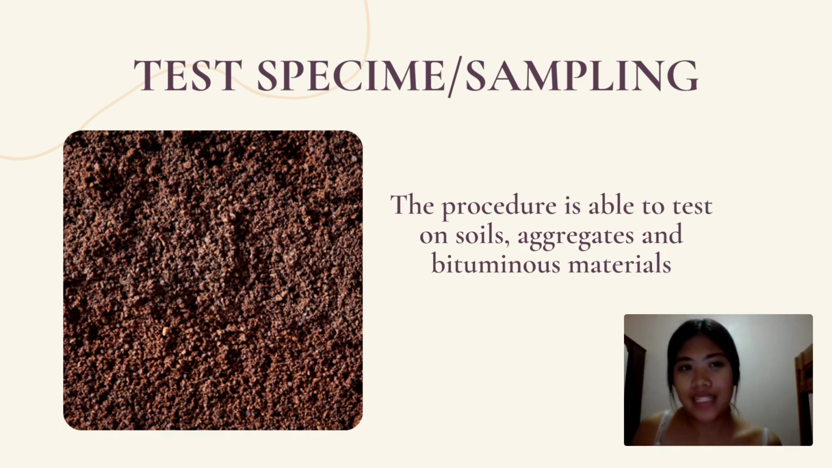For test specimen and sampling, the procedure is able to test soils, aggregates, and bituminous materials. The sample should be taken from a region directly under the gauge when sampling for water content correction or oversized particle correction. While utilizing the direct transmission method, the zone has a diameter of roughly 200 mm or 8 inches and a depth equal to the probe's depth setting. When using the backscatter mode, the zone's depth is roughly 75 millimeters or 3 inches.